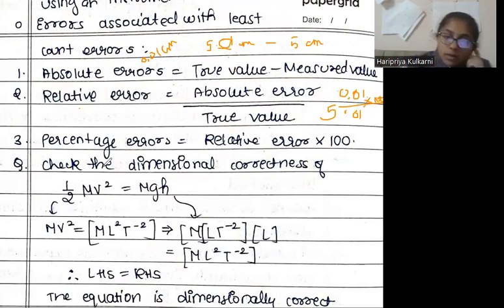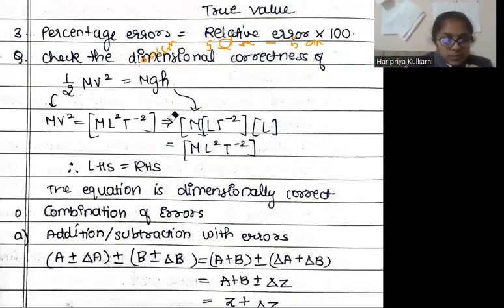Now we have a question here. Check the dimensional correctness of half mv square is equal to mgh. So we know both are energies, right? Half mv square is kinetic energy, mgh is potential energy. The first step is to ignore the constants, so half is ignored, then we have mv square. We just saw mv square is m l square t to the power minus 2.